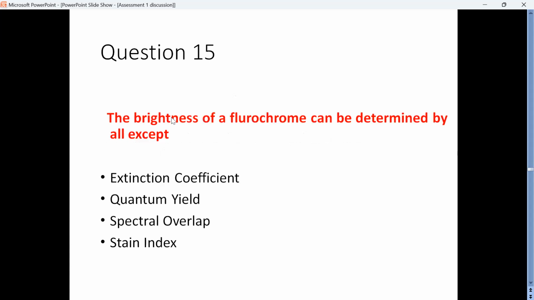Okay. Now coming to the 15th question. See, the questions are arranged randomly for explanation purposes, because I've sorted these questions on a concept basis, so they may be a bit random. The brightness of a fluorochrome can be determined by all except. So you know what is extinction coefficient, what is quantum yield, what is stain index, what is spectral overlap. Let's see, but quickly revise it.